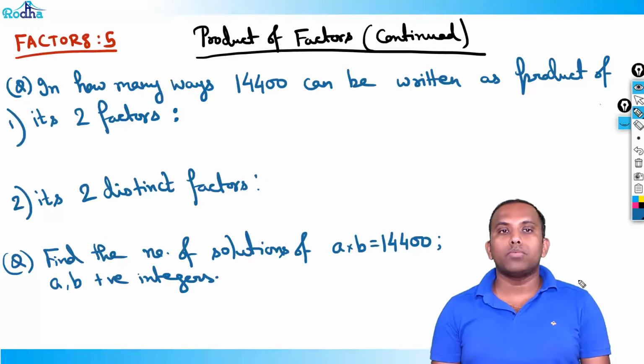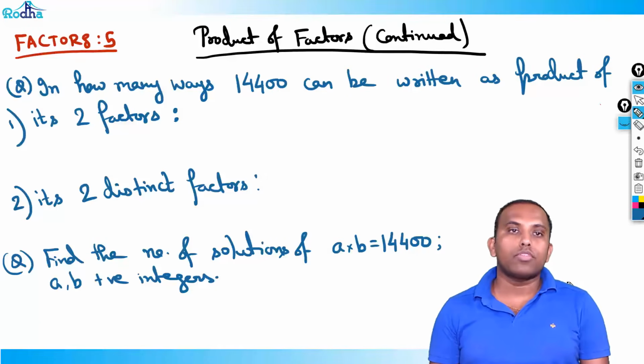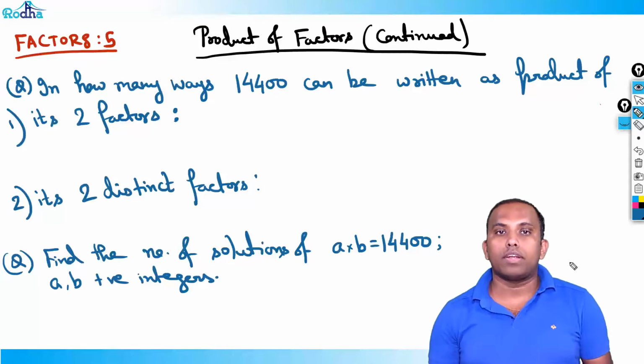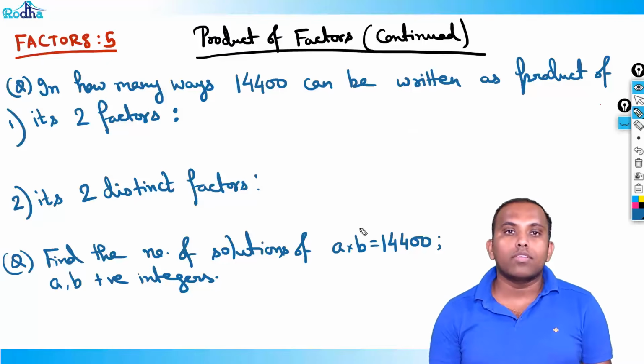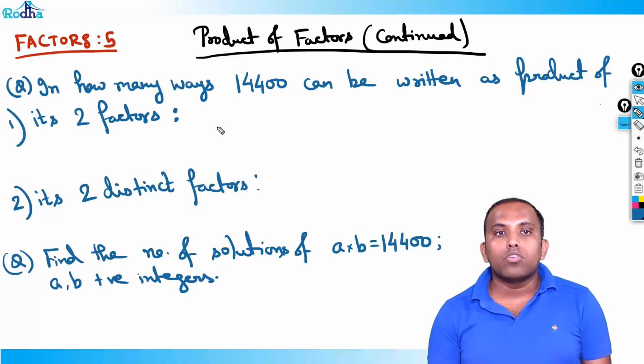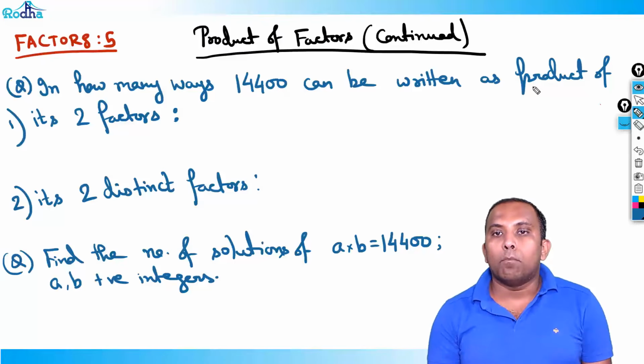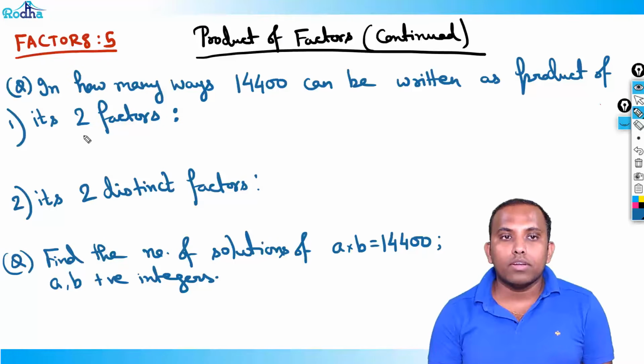We are doing number system 2 and this is the fifth class of factors. This is the continuation of the fourth class of factors in which we were discussing the product of the factors. We'll start from this question, and in the previous video we had discussed the concepts. In how many ways can 14,400 be written as a product of its two factors?